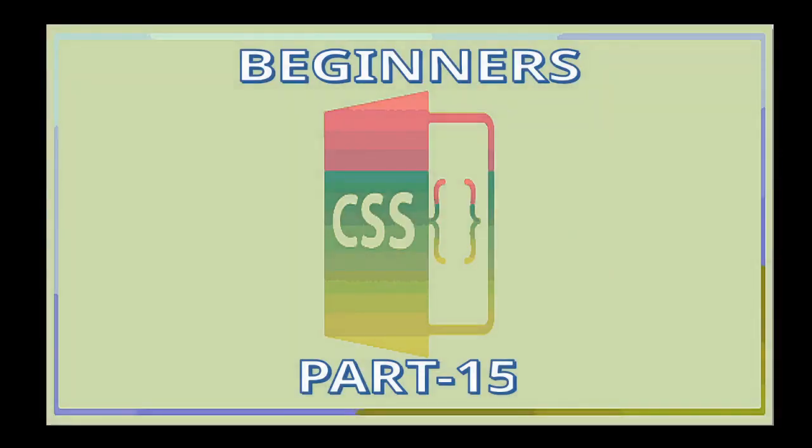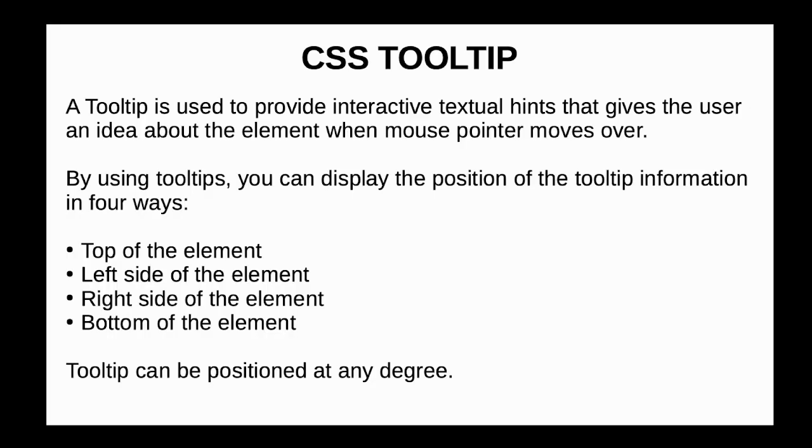So in this video I am going to discuss CSS Tooltip. A tooltip is used to provide interactive textual hints that give the user an idea about the element when the mouse pointer moves over it. By using a tooltip, you can display the tooltip information in four positions: top of the element, left side of the element, right side of the element, and bottom of the element. A tooltip can be positioned at any degree.